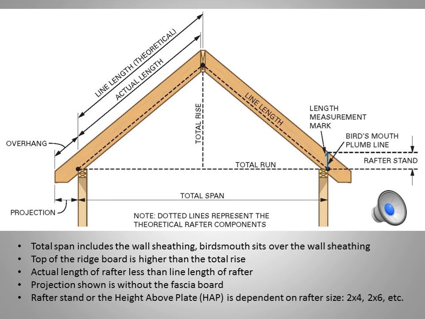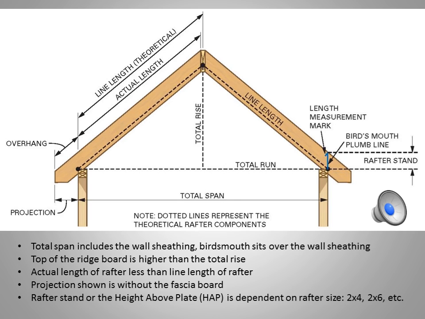On the bottom end of the rafter we have the tail that hangs out. You can see the dimension referred to as projection. Projection is measured on the horizontal. The same distance on the slope is called the overhang, and quite often people mix these terms up. A lot of times they say roof overhang when they really mean roof projection.